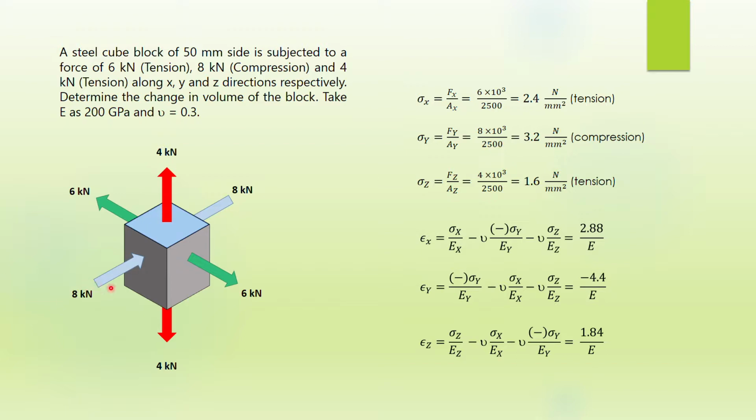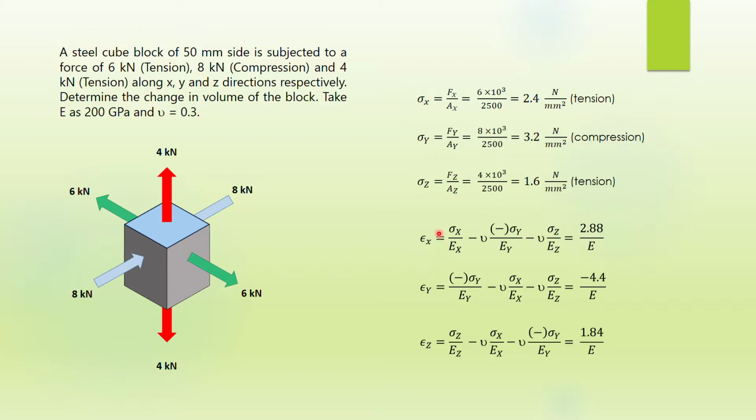Remember, for any direct stresses, the area considered must be at 90 degrees, or perpendicular, to the line of action of the force. Now you have sigma z, the z direction. You have 4 kilonewton, that is tension again, divided by the area, 2,500, so you have 1.6 tension.